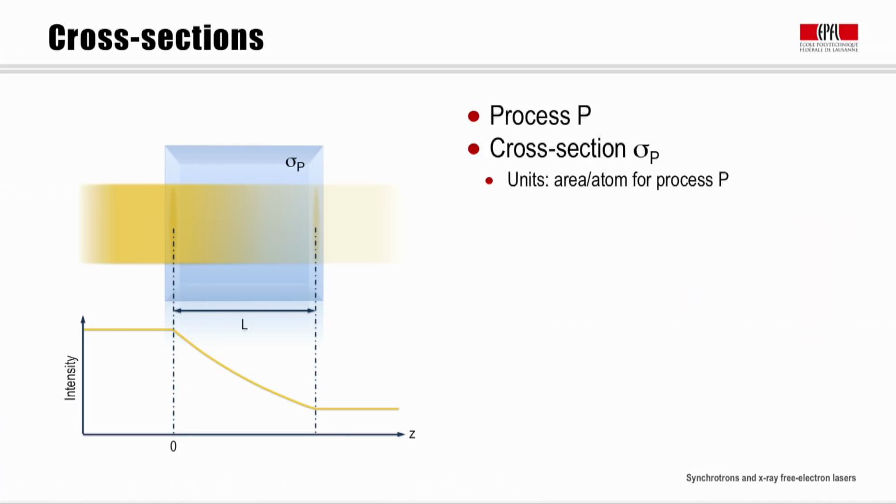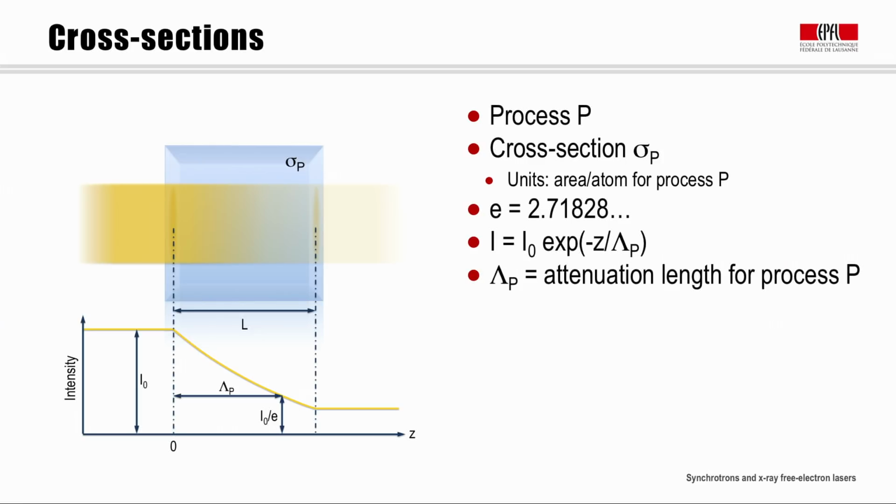The attenuation length, λP, is defined as being equal to the length of the beam which has travelled through the medium before the original intensity I0 has been reduced by a factor equal to the natural logarithm base e, which is equal to 2.718-ish. The relationship between this and the cross-section is simply λP is equal to 1 upon σP ρA.